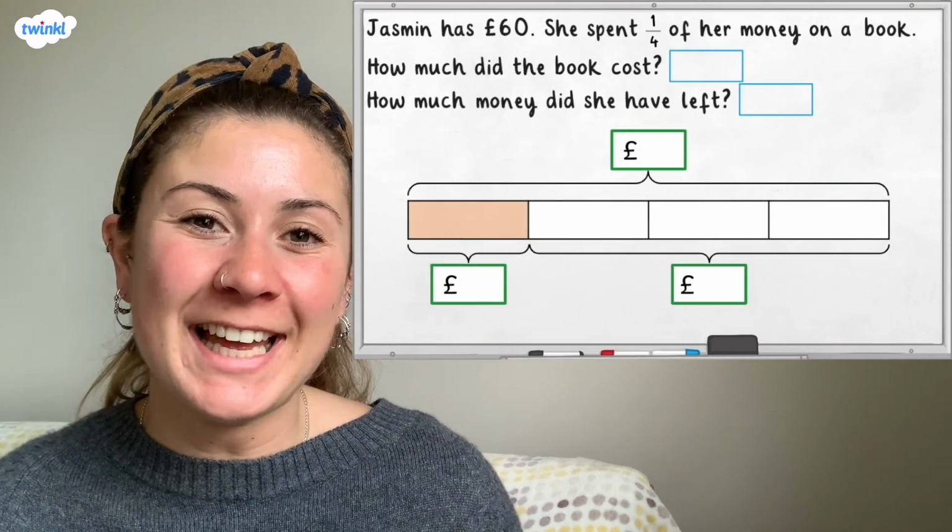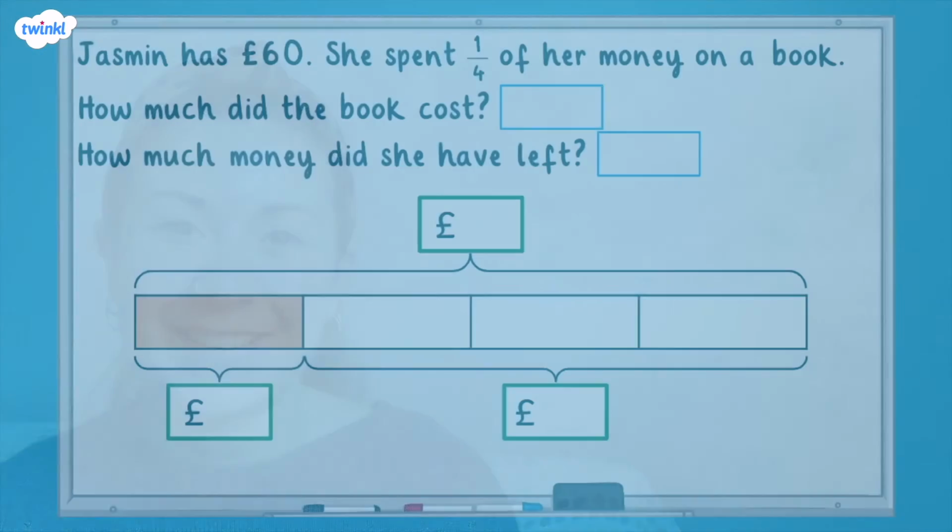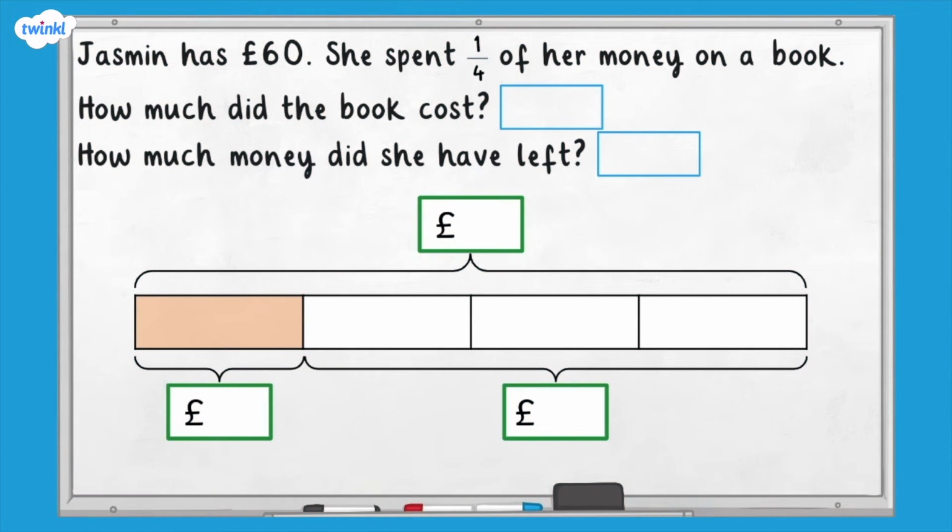Now it's your turn. Use a bar model to calculate the answer to the question. Jasmine has £60. She spent a quarter of her money on a book. How much did the book cost? How much money did she have left?